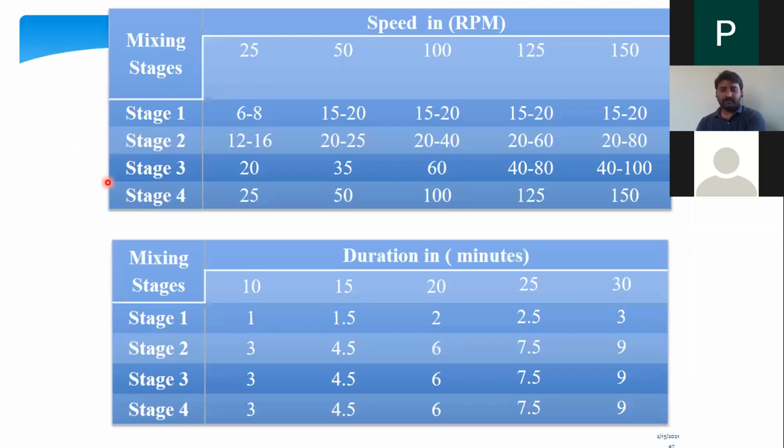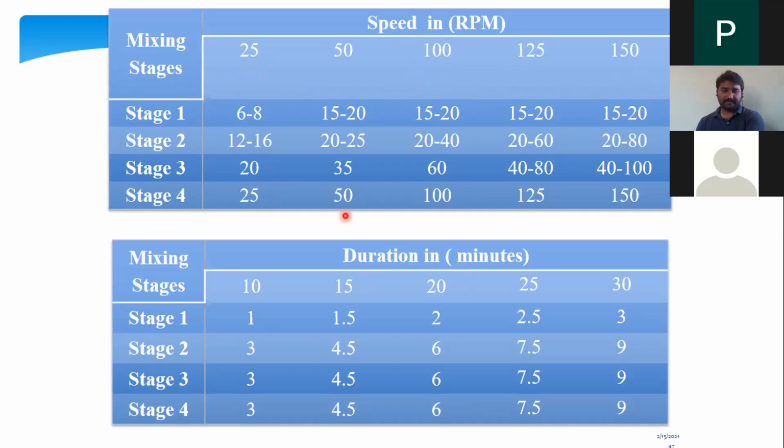Okay, so what are those? We'll discuss. And also we have tried with different speeds. As I mentioned before, speed is one of the important parameters. Mixing stages, as I said, 1, 2, 3, 4. There are 4 stages of mixing. For 3 stages also we have results, but finally we have finalized the 4-stage mixing method because we are getting good strength in the 4-stage mixing method.